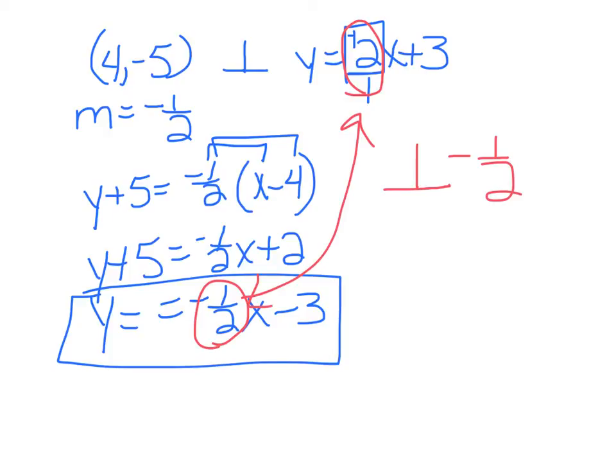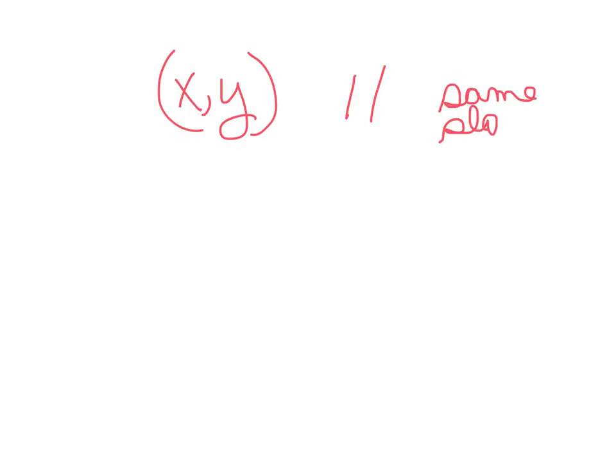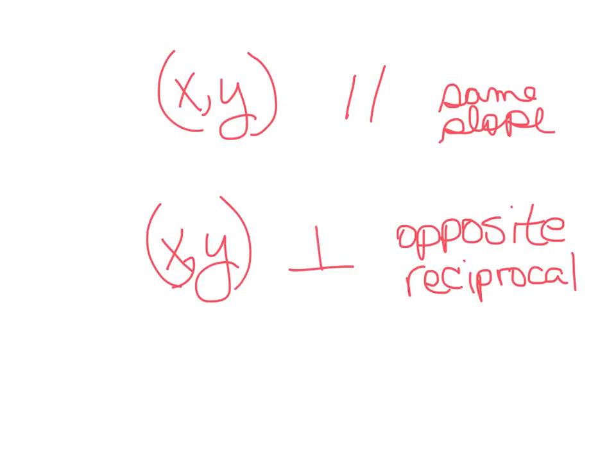That's good. That's just a quick review on your parallel and perpendicular lines. If they give you a point, an x and a y, and it tells you the line is parallel, then you're going to use the same slope to solve for your line. If they give you x and y, and they tell you that it's perpendicular, then you're going to use the opposite reciprocal.